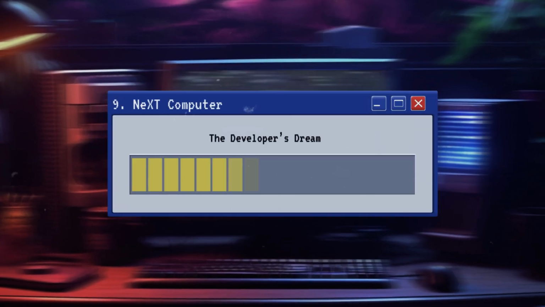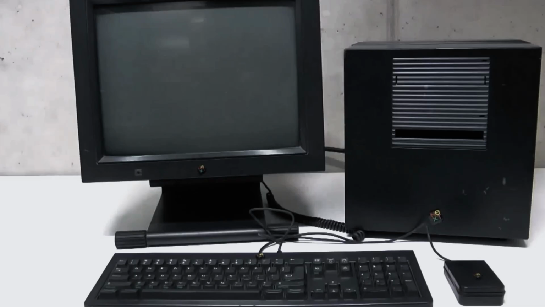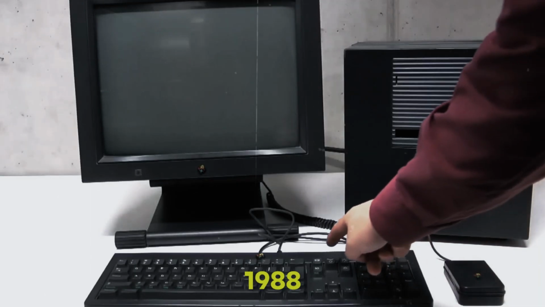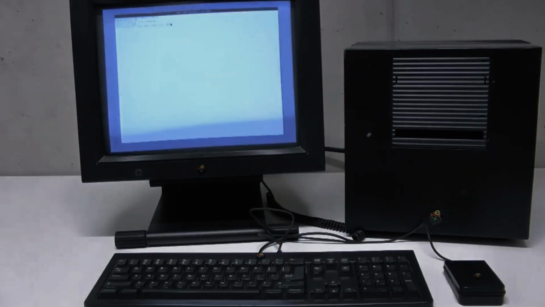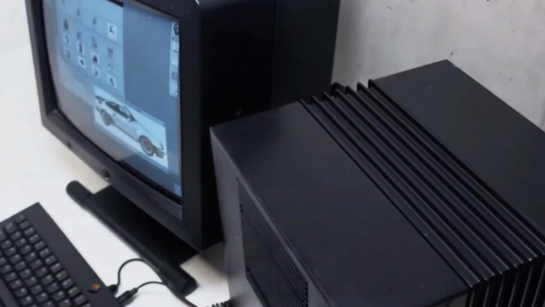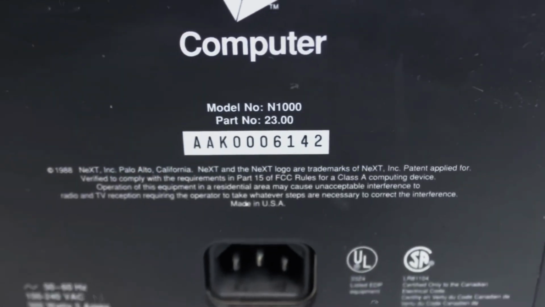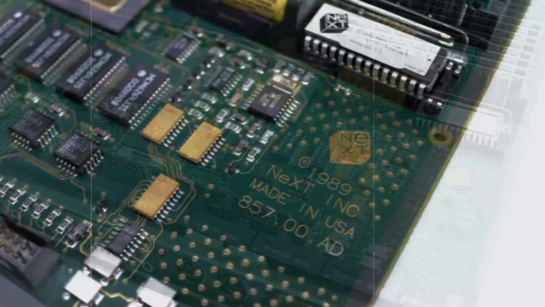Number 9. NeXT computer, the developer's dream. The NeXT computer came out in 1988. This computer has a particularly interesting story as it was Steve Jobs' passion project after leaving Apple. It's also famous for being the machine on which Tim Berners-Lee developed the World Wide Web. Yes, this high-end workstation was one of the earliest servers on what we call today the Internet.